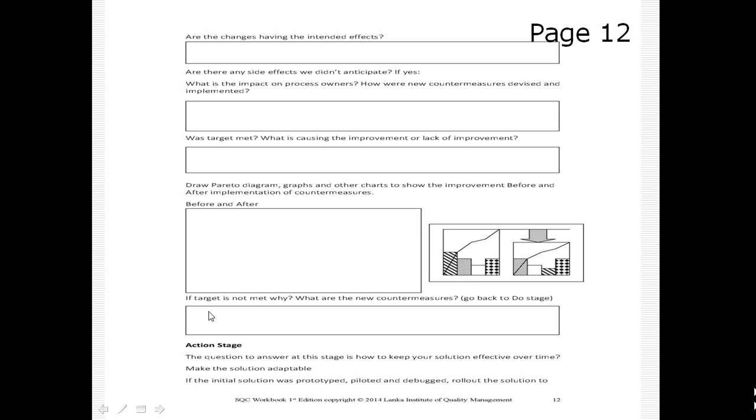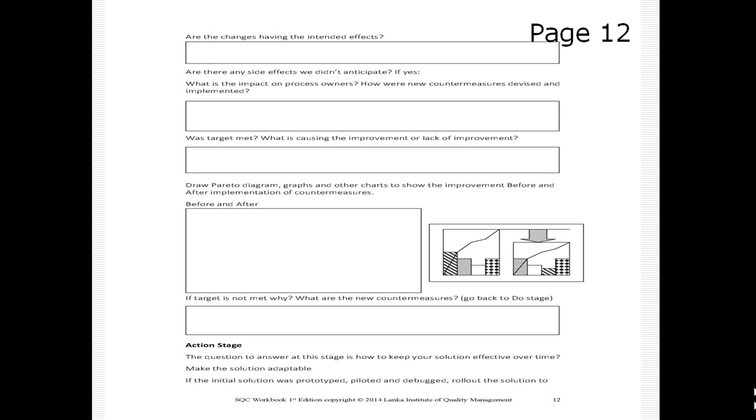Now, if your target is not met, what happens? You go back to the do stage. Look at your fishbone diagram. Maybe some bones are missing. Brainstorm again. Come up with new root causes. Analyze the root causes. Come up with countermeasures and implement again. Keep going backwards and forwards, do and check, until you meet your target.